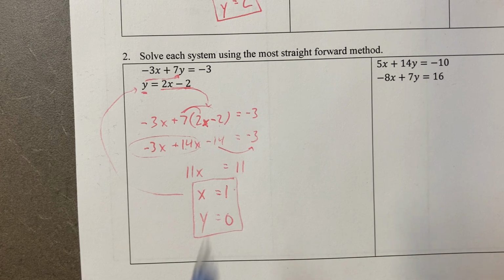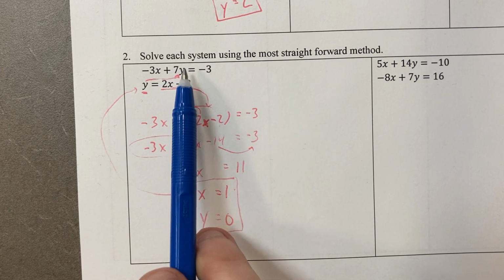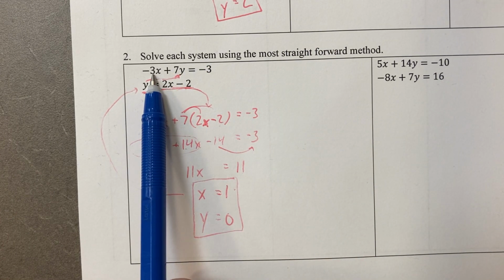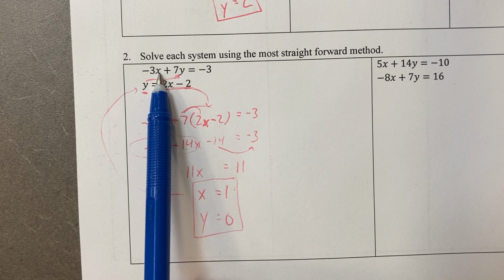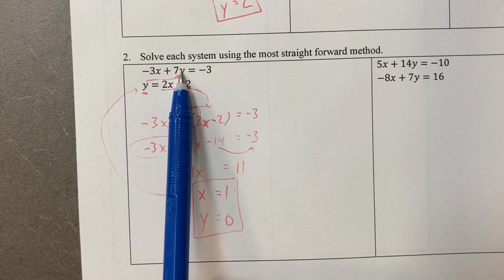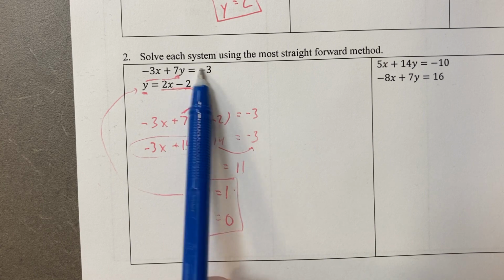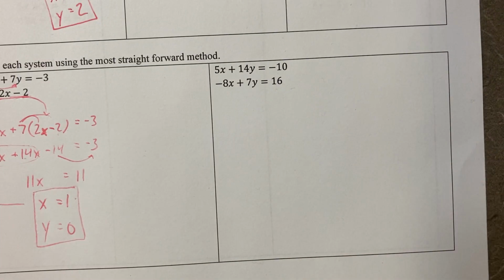And you should be able to plug it in and check it. Check it here. So what is negative 3 times 1 plus 7 times 0? That would be negative 3. See, it works. Yay. All right, next one.